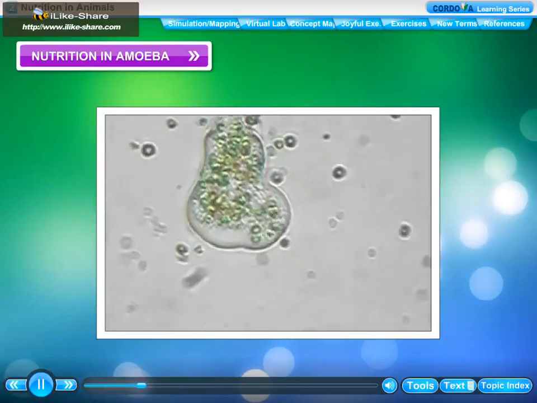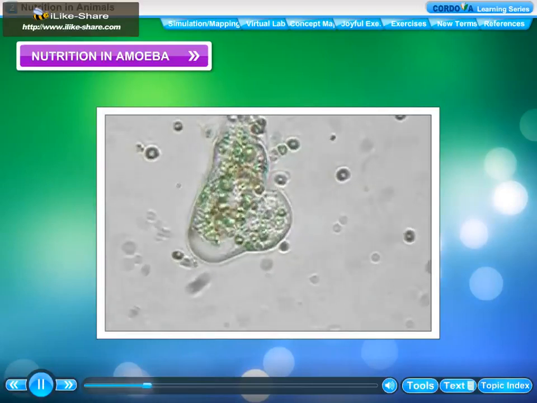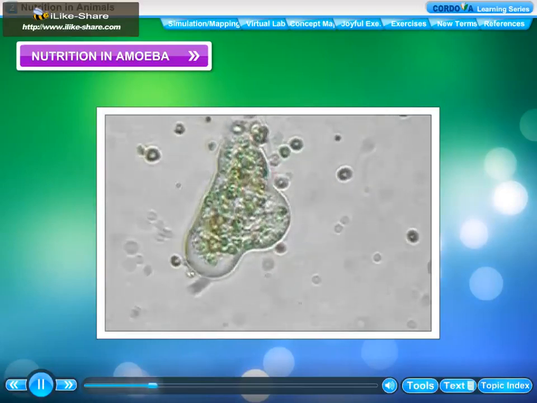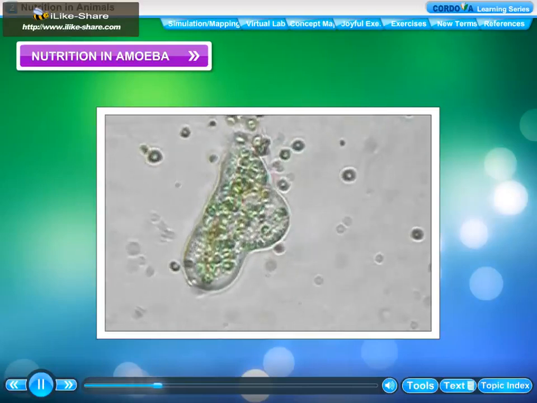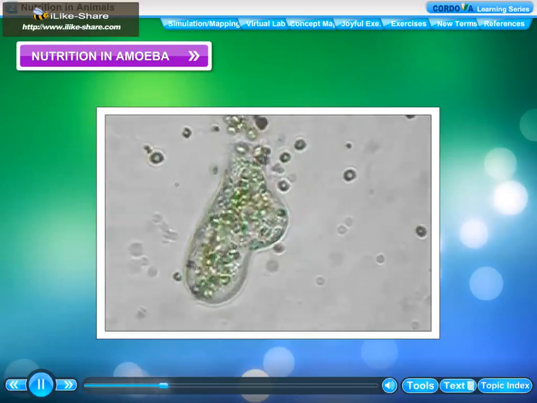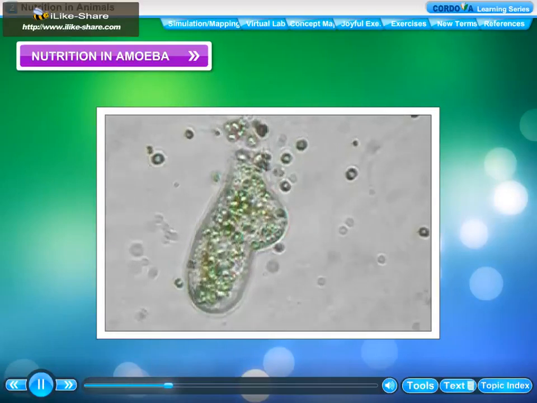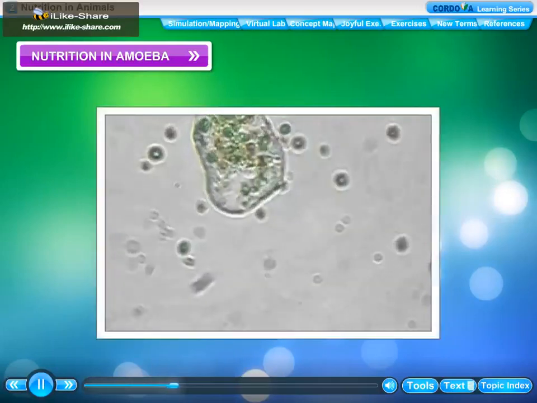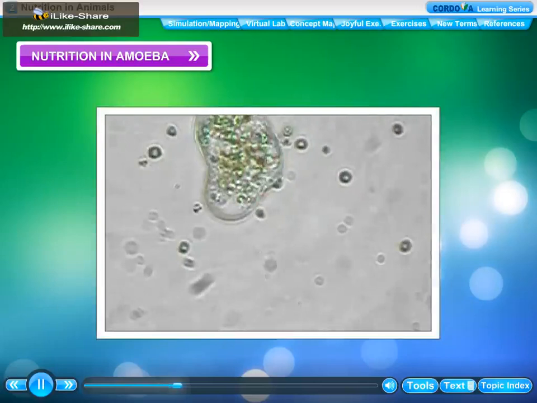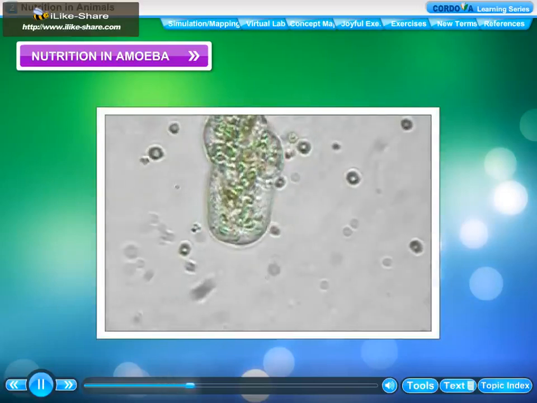It constantly changes its shape by pushing out one or more finger-like projections called pseudopodia or false feet, meant for locomotion and capture of food. All the processes of nutrition are performed by the single cell of amoeba. Let us consider nutrition in amoeba in detail.